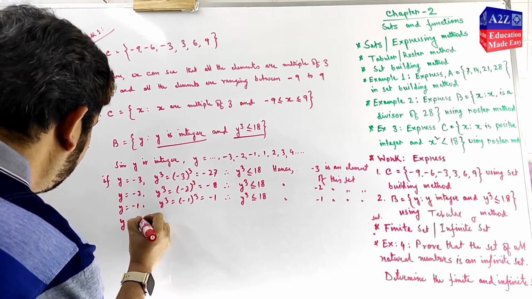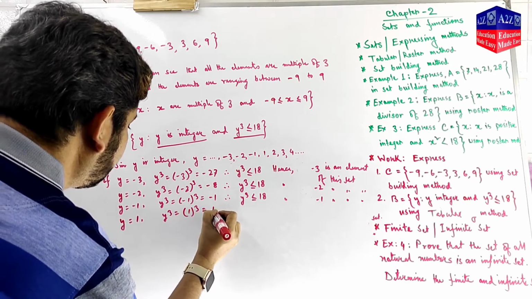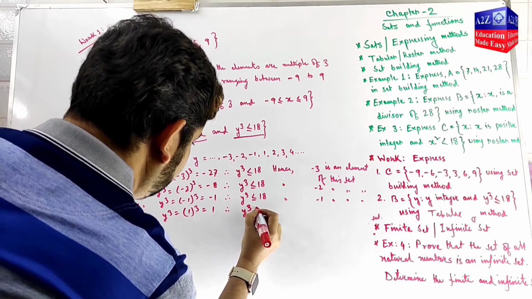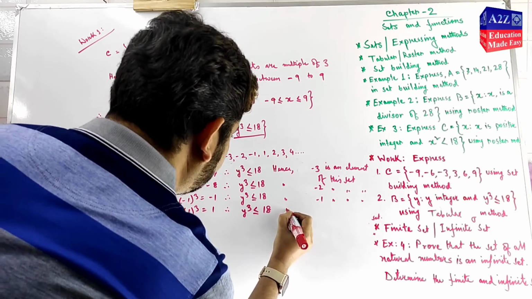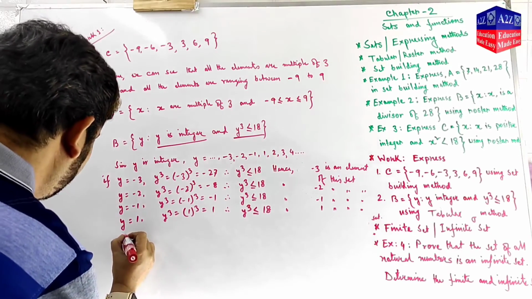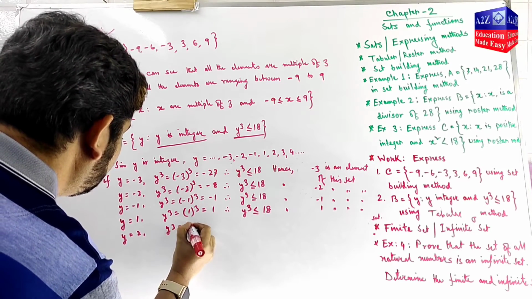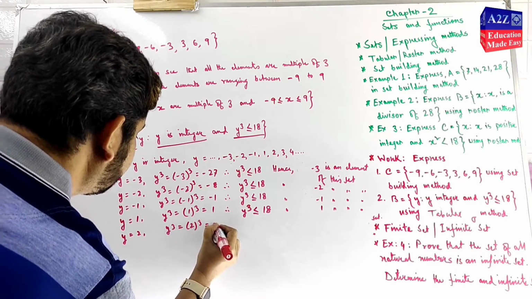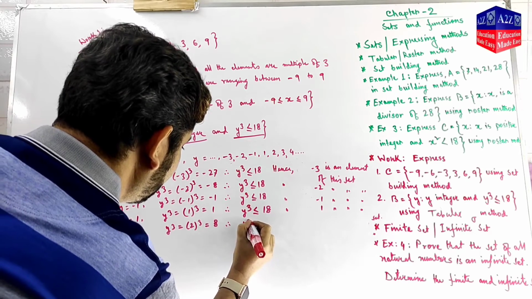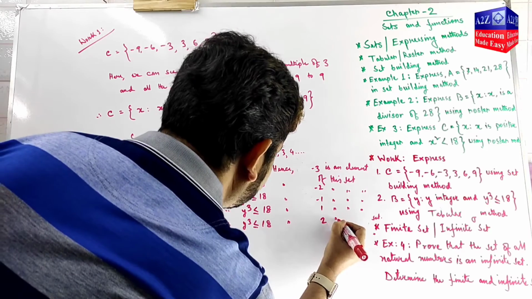If Y equals 1, then Y cube equals 1 cube, which means 1. Therefore Y cube, 1, is also less than 18. Hence +1 is also an element of this set. If Y equals 2, then Y cube equals 2 cube, which means 8. 8 is also less than 18. Therefore Y cube is less than 18. Hence 2 is also an element of this set.